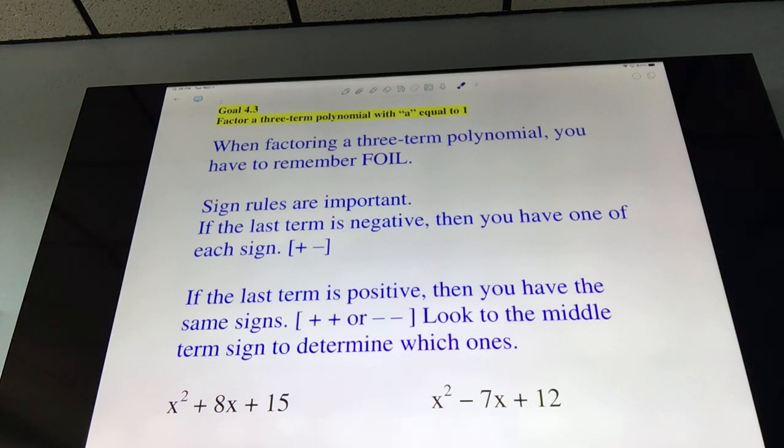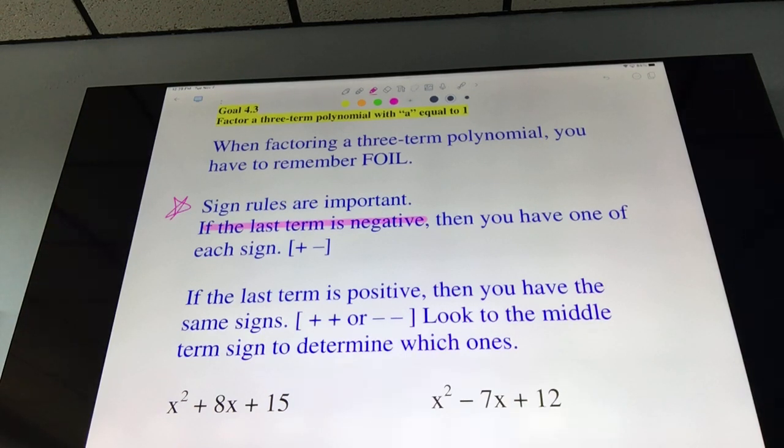So to get you in the habit of how we're going to be doing these kinds of questions, the sign rules are hugely important. If you don't know the sign rules, none of this works. Sign rules, hugely important, okay? If the last term is negative, then you're going to have one of each sign, a positive and a negative.